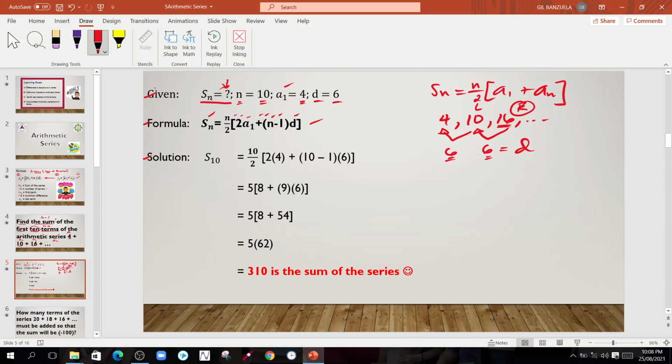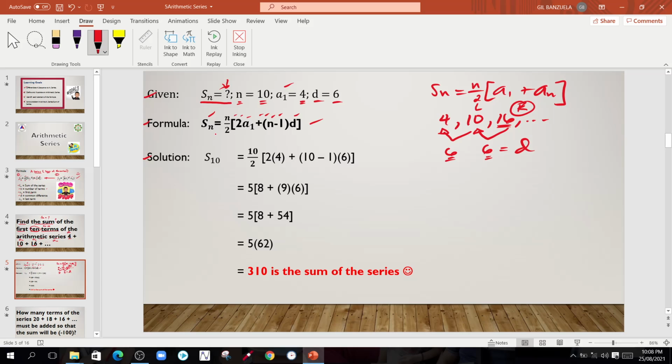So, that's how to read, and I want you to deal with it, no? Ganun natin siya i-deal with. Huwag natin siyang basahin or i-memorize as S sub n equals n over 2. So, ano ba yung S sub n, di ba? Pagdating natin sa problem solving, ano nga ba yung S sub n? So, magtatanong tayo. So, kaya mas maganda, babanggitin natin yung bawat element ng formula using its use, no?